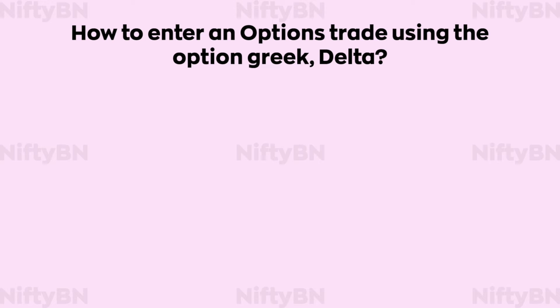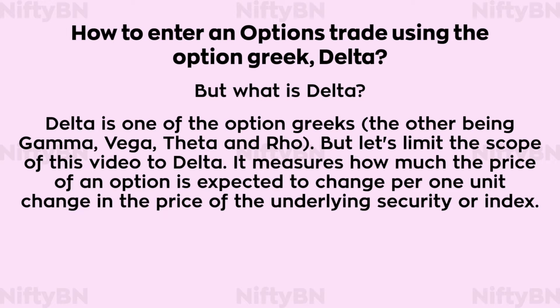Today, we'll learn how to enter an options trade using the option Greek delta. But what is delta? Delta is one of the option Greeks, the other being gamma, vega, theta and rho. But let's limit the scope of this video to delta. Delta measures how much the price of an option is expected to change per 1 unit change in the price of the underlying security or index.